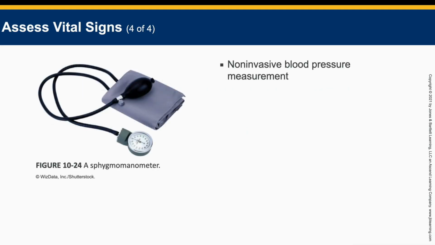The final vital sign measurement we'll discuss is non-invasive blood pressure monitoring. Blood pressure is typically measured by that device we just talked about called the sphygmometer, which includes a cuff, a bladder, a bulb for inflation, and a pressure gauge. Blood pressure provides important information about how effectively the heart is pumping and how well blood is circulating through the body.